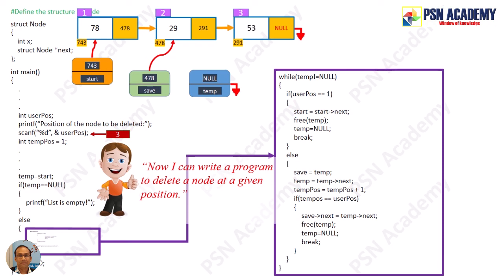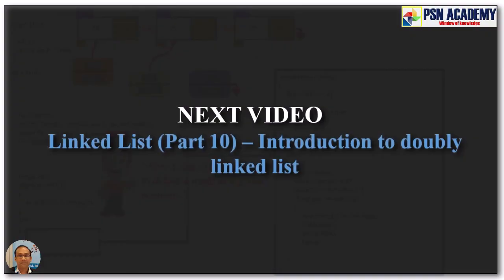Now, one thing I should mention: whatever we have done with linked lists until now, this type of linked list is called a singly linked list, because there's a single pointer, the next pointer, in each node. In the next video, I will give you an introduction to doubly linked list, where each node will have 2 pointers, one on each side.